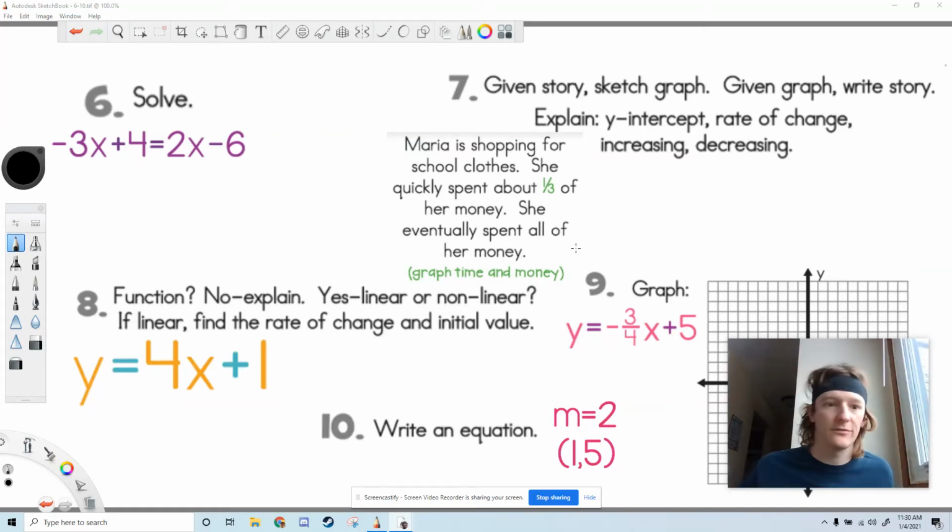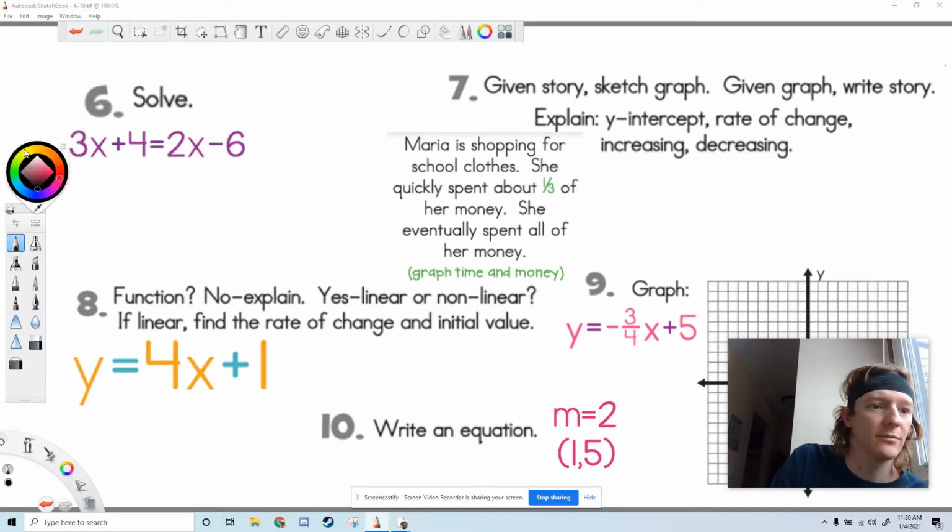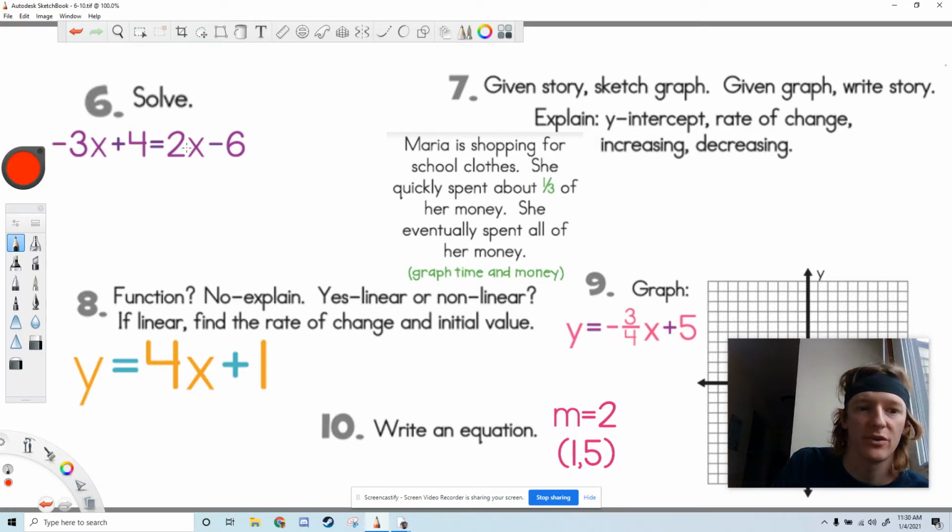Number 6, we've got a 2 or 3 step algebra problem. Our goal here is to figure out what x is. We've done these already. We want to figure out what the number x is to make this a true statement. So we've got negative 3x's and we've got 2x's, and we need to get the x's all on the same side, so we could either subtract 2x or we could add 3x.